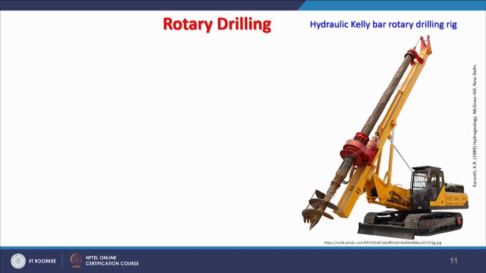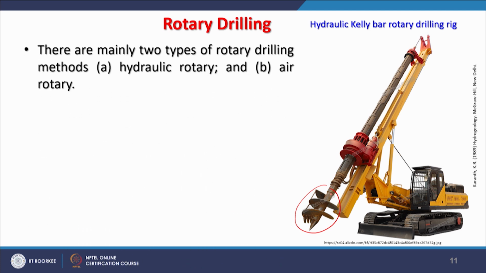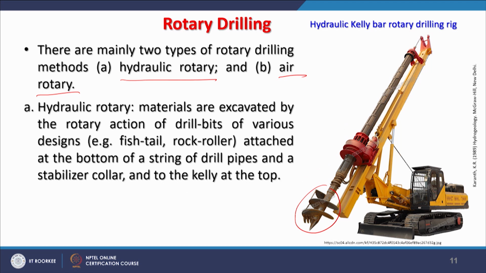A hydraulic rotary drilling rig is there, a little different from a typical air rotary drilling rig, here some auger part is also added. In rotary drilling there are mainly two types of methods, one is hydraulic rotary drilling, another is air rotary. In the hydraulic one, water is also used, and in air rotary water is not used.